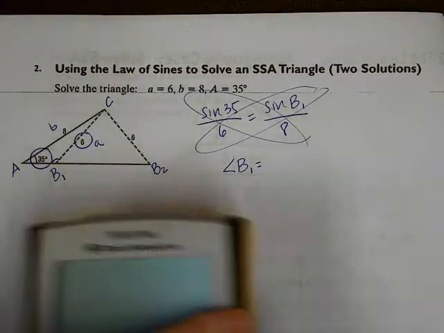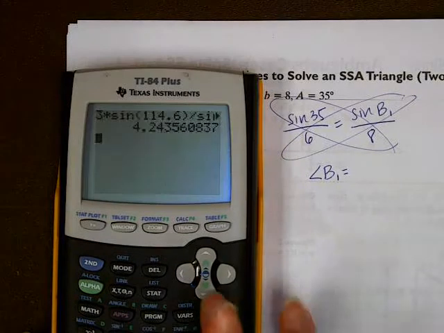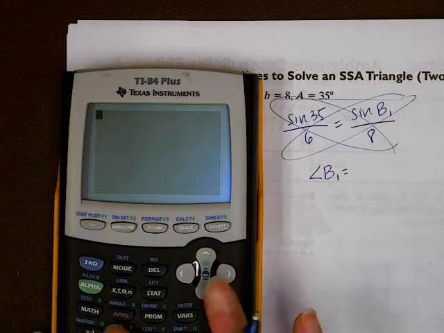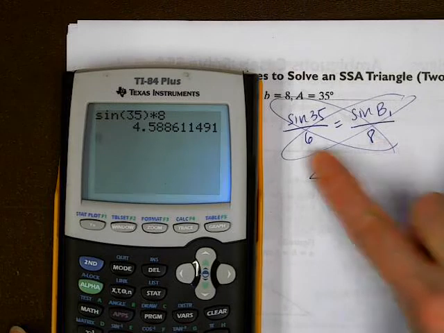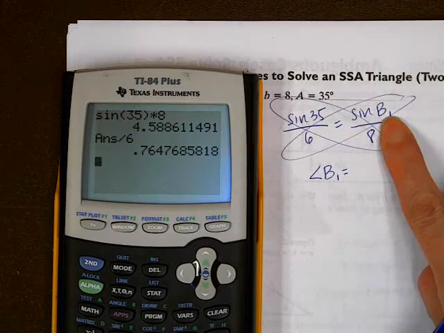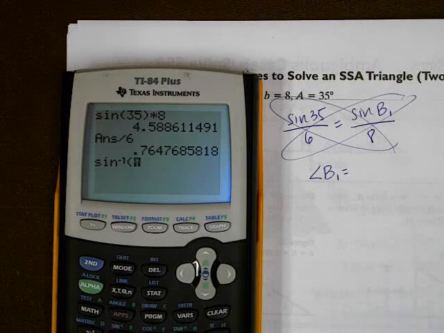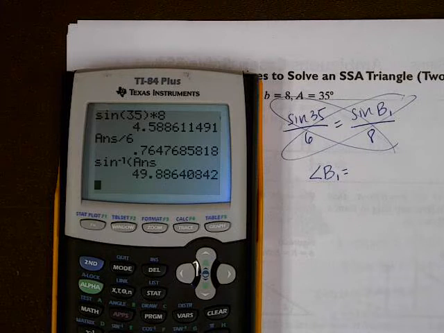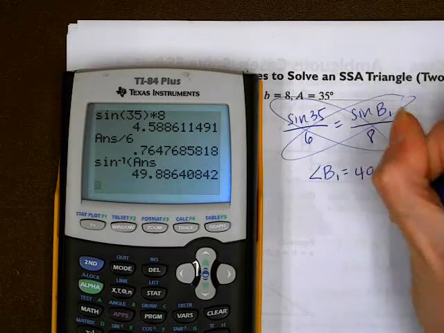All right, so again, I don't think I have to write it all out for you guys. You're going to cross multiply. So sine of 35 times 8, but then you need to divide by 6, but then since you're finding an angle, we're going to do inverse sine of that ratio. Okay, so no matter how you do it, angle B1 is, we can call that 49.9 degrees.